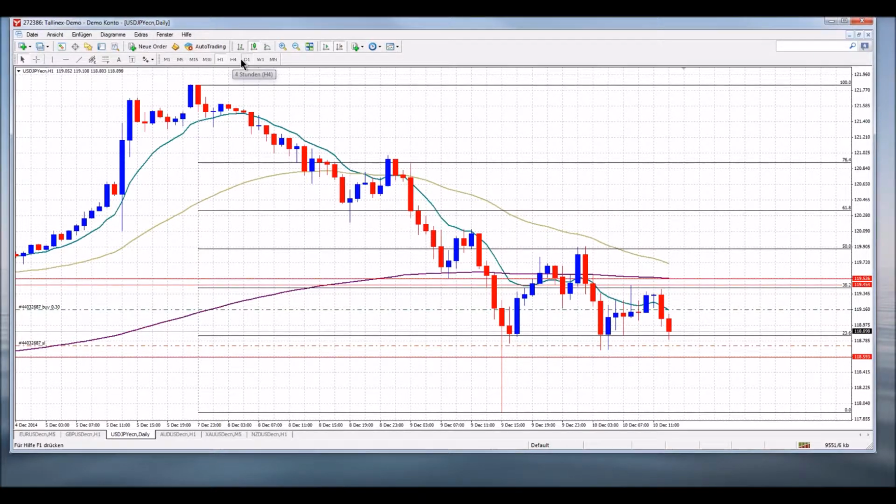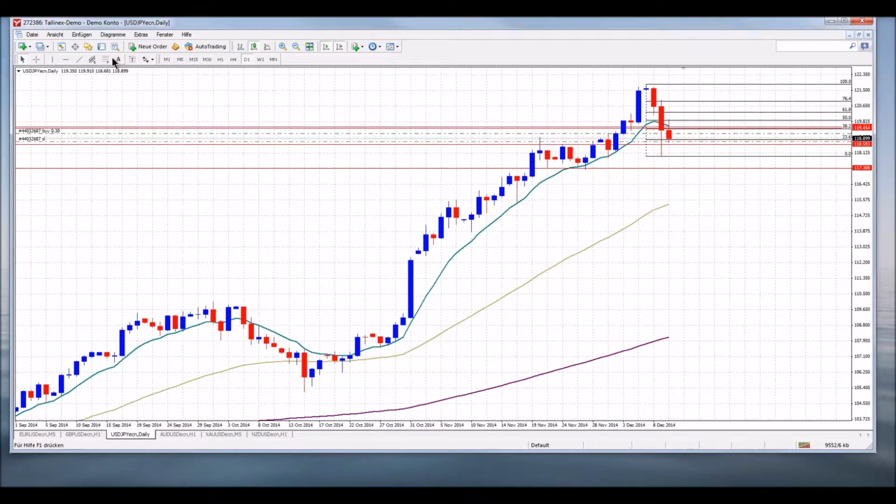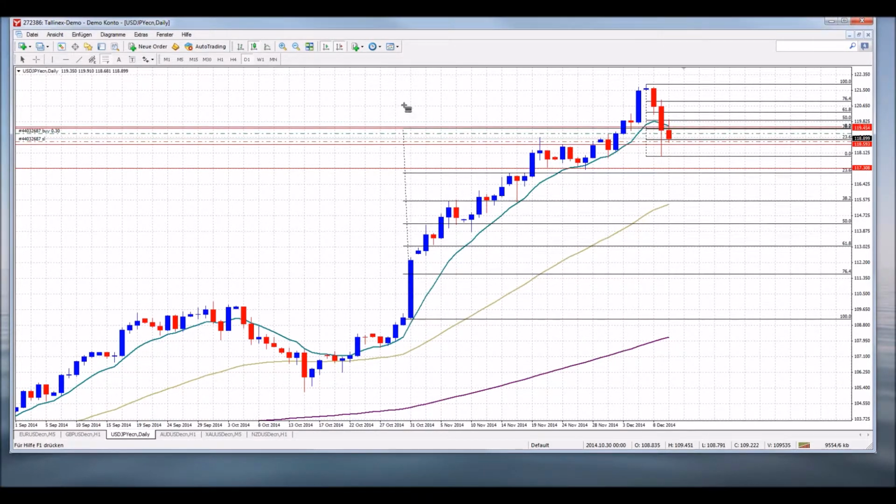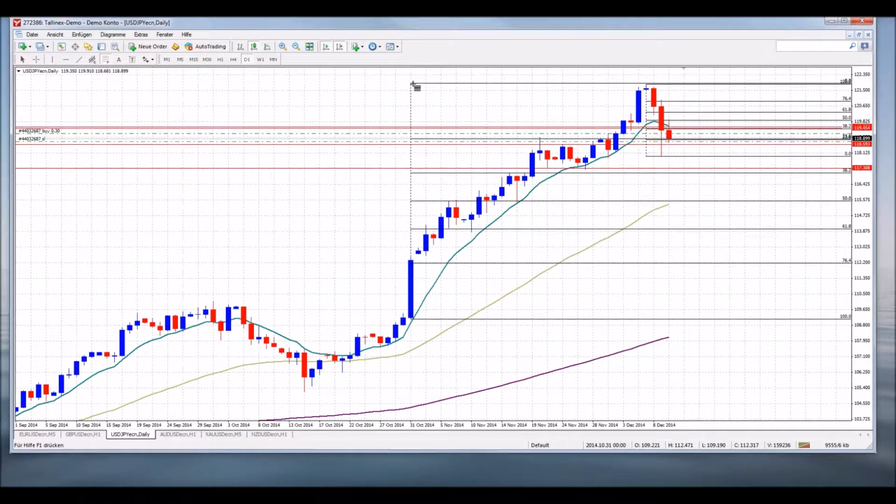And I like to take the daily now and make a Fibonacci as well on the daily. So we came from 109 roughly, this candle, just roughly speaking all the way to there, and the retracement which we are experiencing now is the 23.6 retracement level. Okay, that is this little number up here.